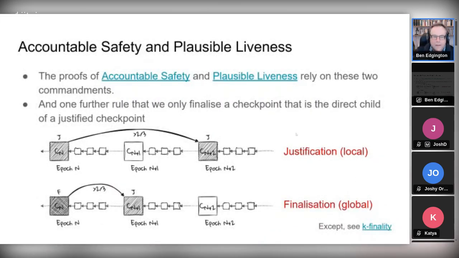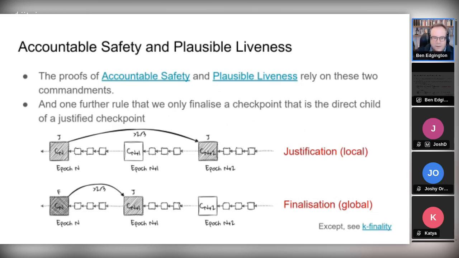And I've spoken of the properties of Gasper FFG. There are proofs of accountable safety. There are proofs of plausible liveness. They're very nice proofs, actually, quite simple. And I've linked to them here in my writings, though you can also see them in the original Gasper paper. And there is one further rule that is required. We only finalize a checkpoint that is a direct child of a justified checkpoint.